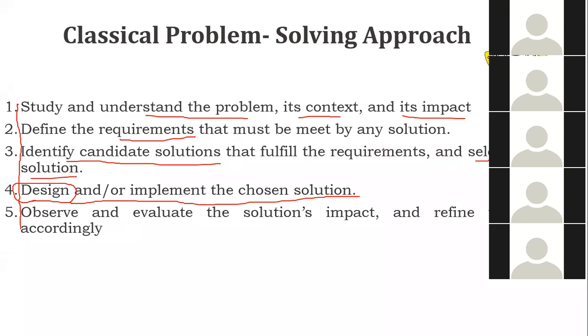The best possible solution might be something off the shelf. Then we say, okay, in the design process, can we customize it? Can we change this? Can we do that? And so on and so forth. That is part of the design process. Then we implement it. Then we observe and evaluate.